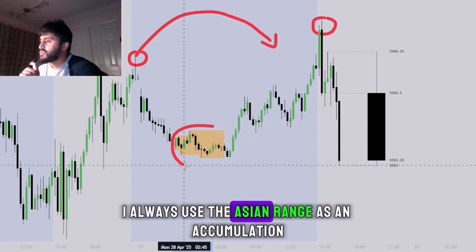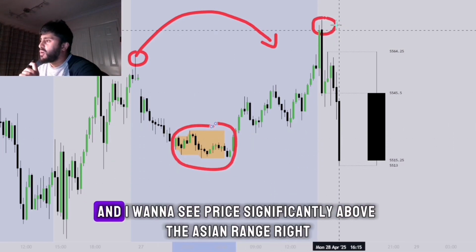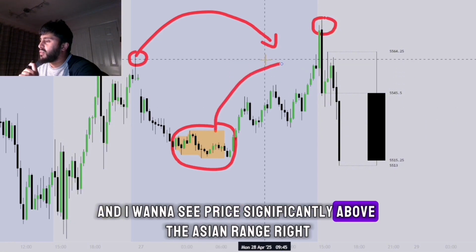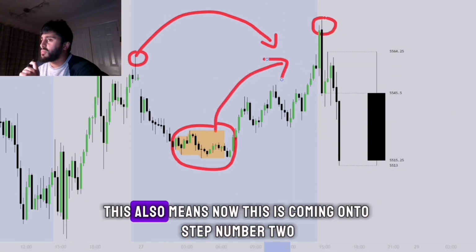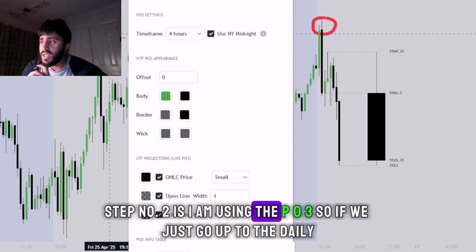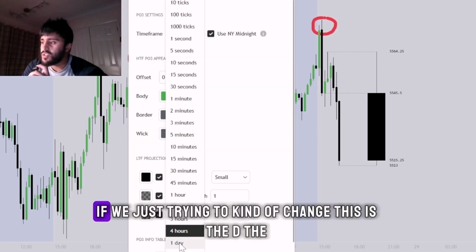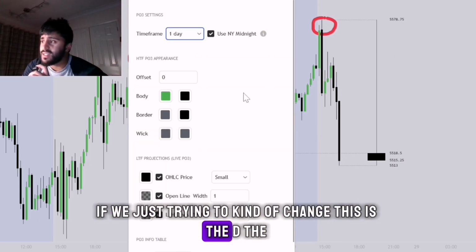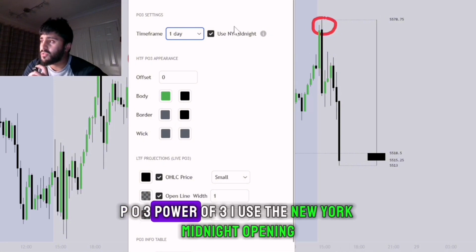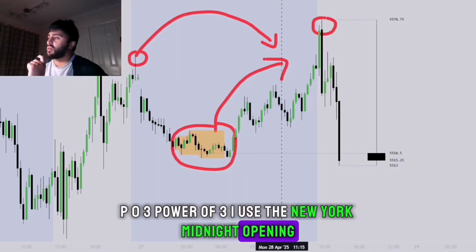I always use the Asian range as an accumulation, and I want to see price significantly above the Asian range. This also means, now this is coming on to step number two. Step number two is I am using the PO3. So if we just go up to the daily, this is the PO3, power of three. I use the New York midnight opening price.